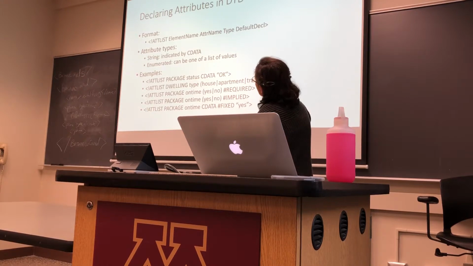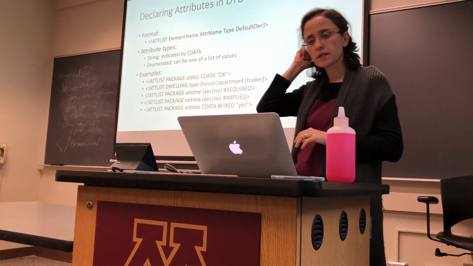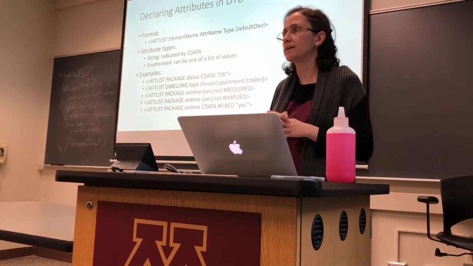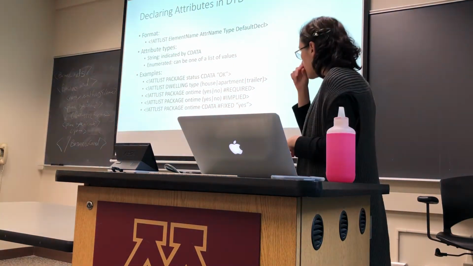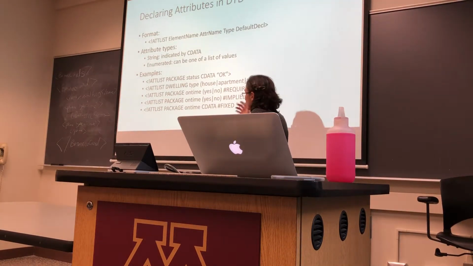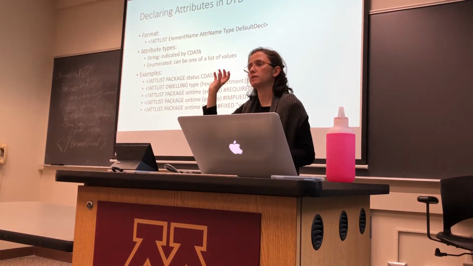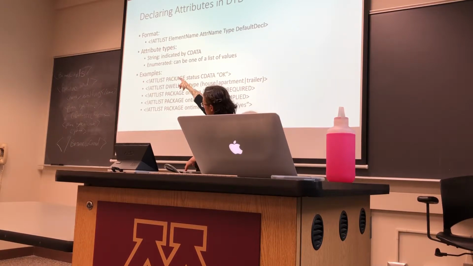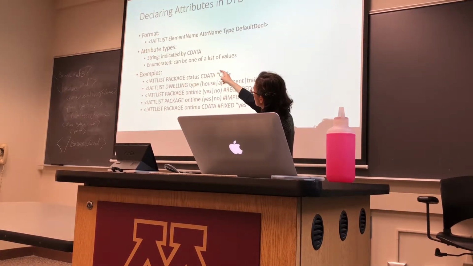Okay, so declaring the attributes. My XML file does not only contain elements, it can contain attributes. So how do I handle this in DTD with the attributes? Remember with elements, we use the keyword ELEMENT. I have an element, its name is so and so, and it contains whatever. With attributes, I use the keyword ATTLIST. So my element has some attributes. So ATTLIST, and I give it the element name.